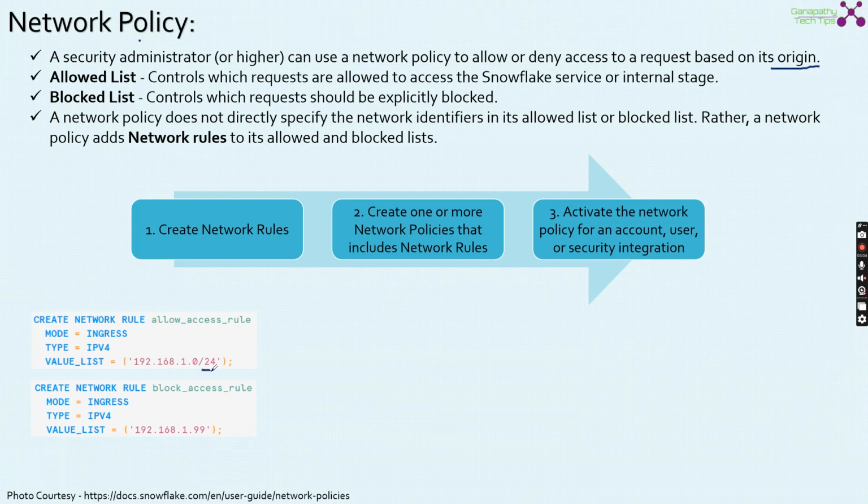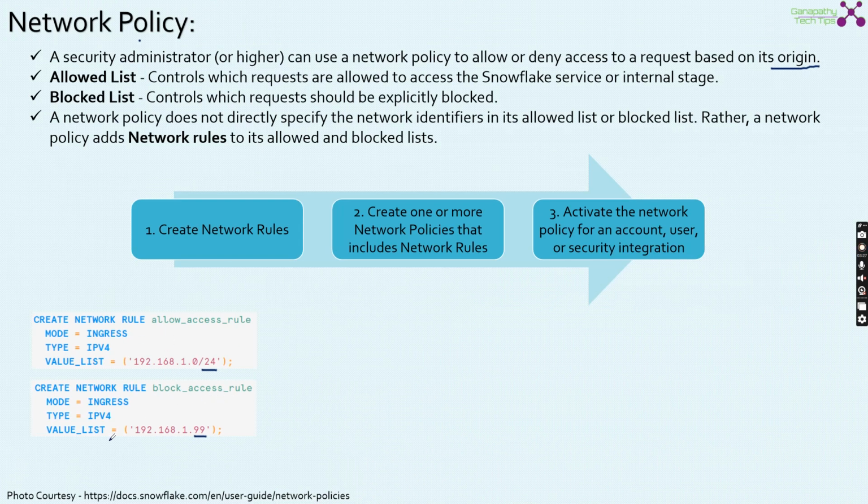So /24 is the CIDR block. So all the things which are coming under 192.168.1.0 till 256 will be allowed as part of this rule. Now we are creating the block access rule. Here again ingress, here we are denying the 99 IP address only. Meaning, this specific IP address is part of the block access rule.